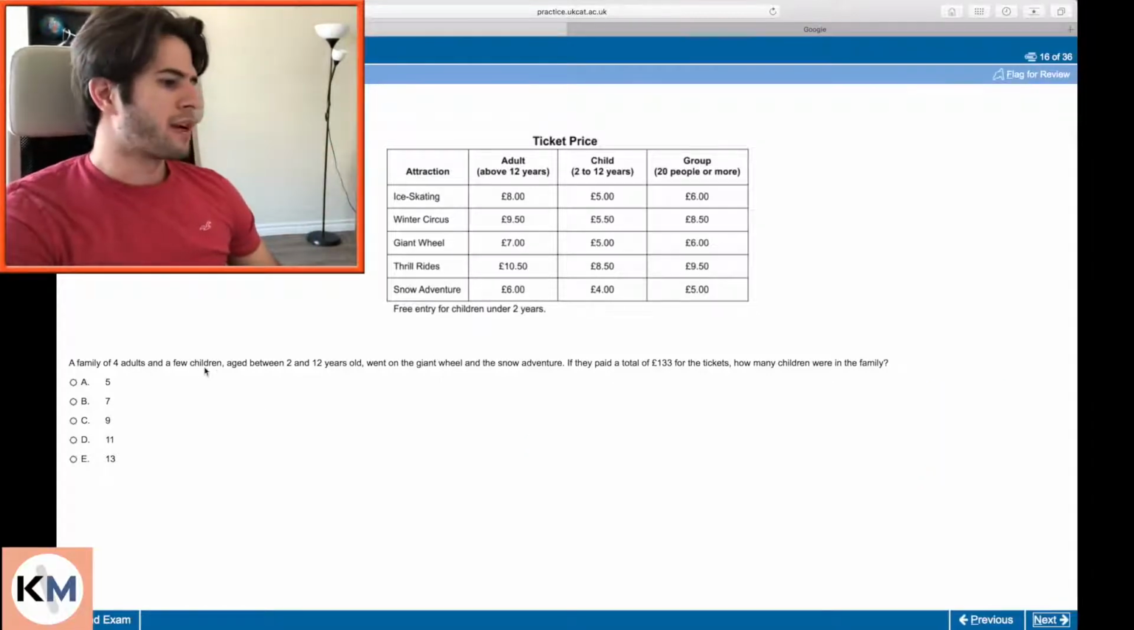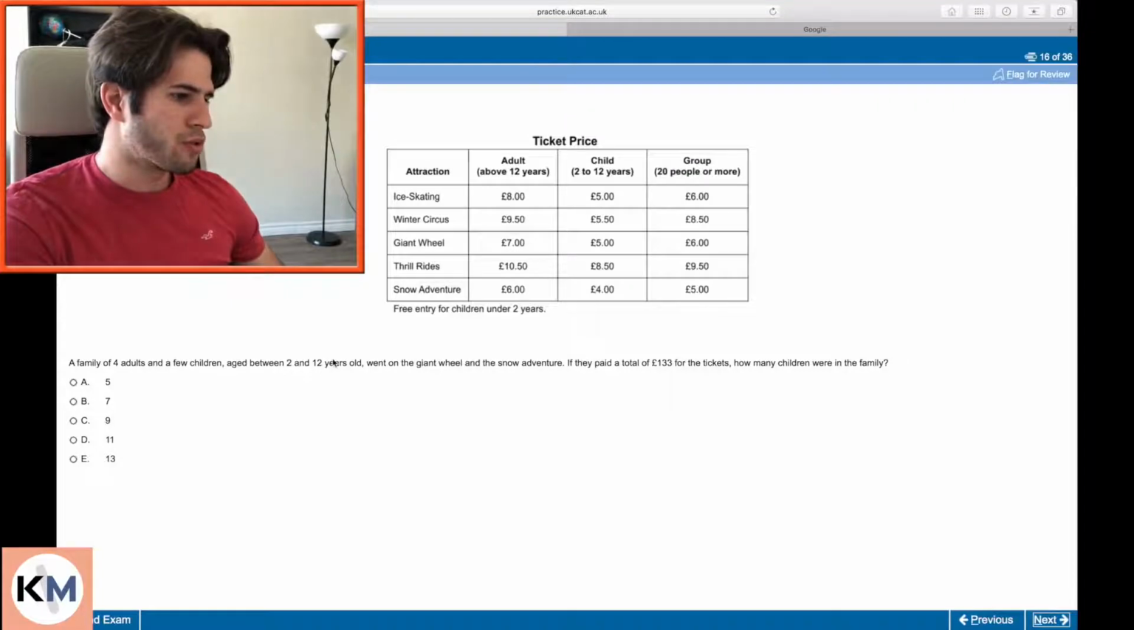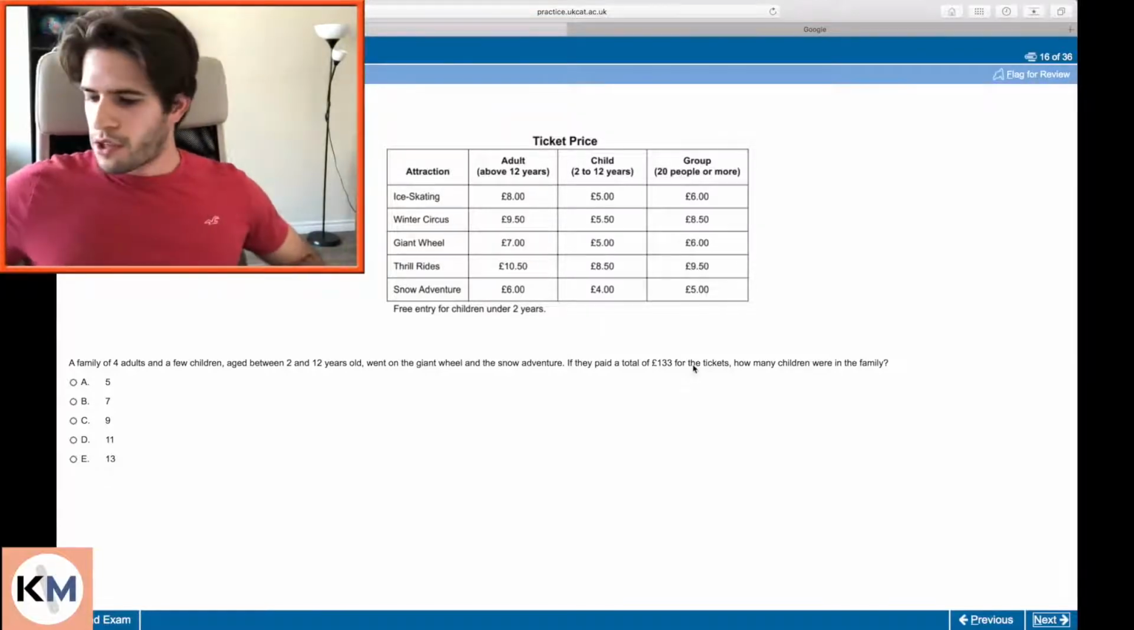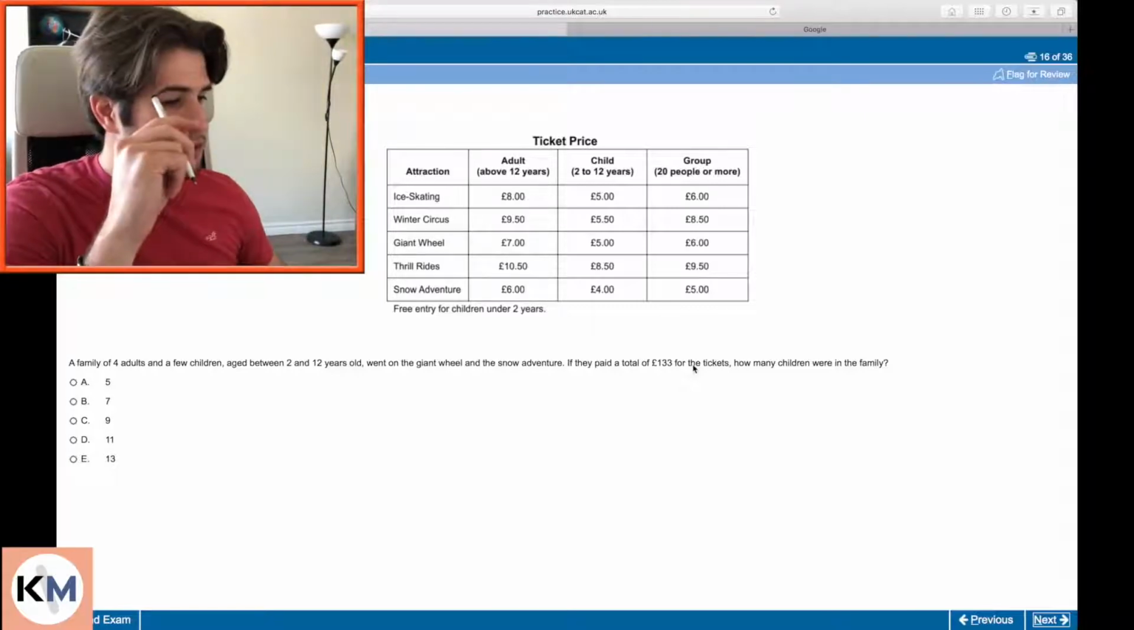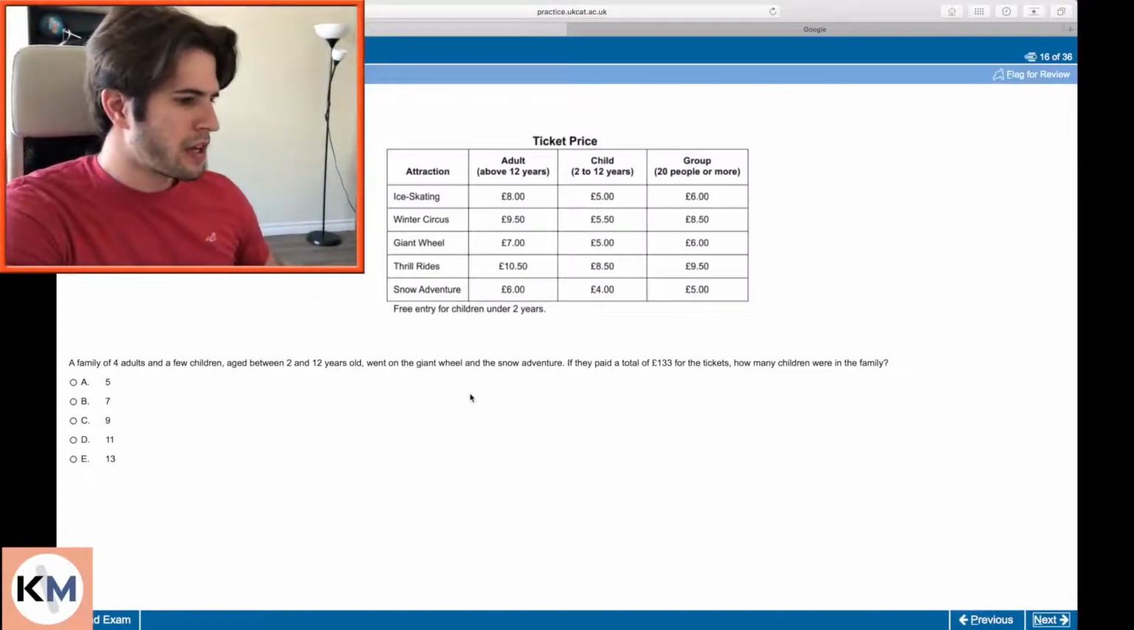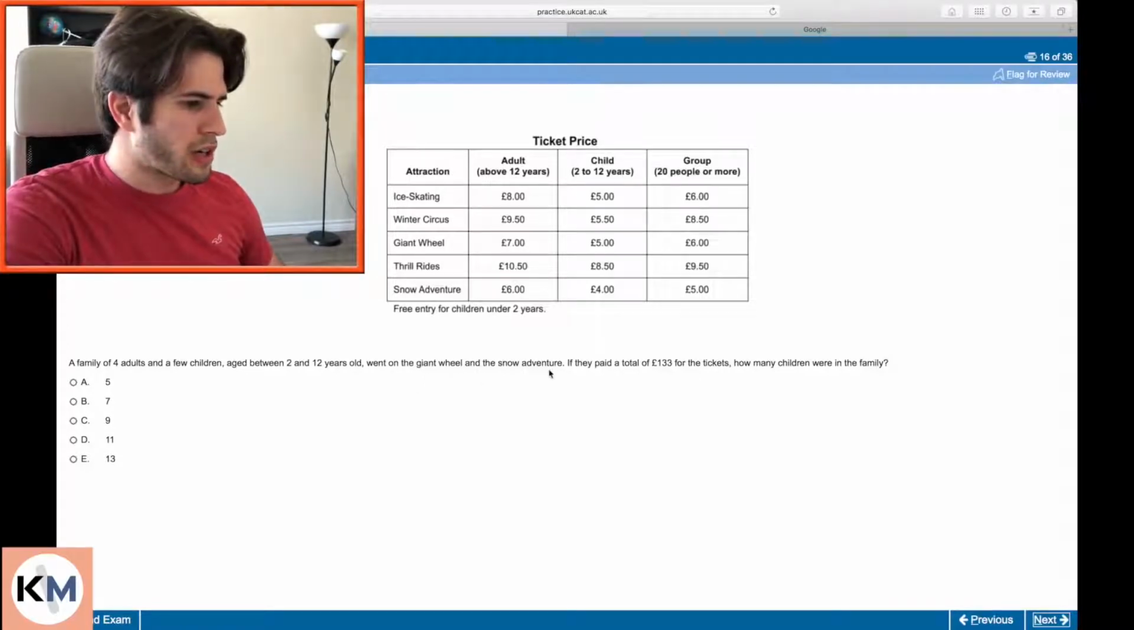Next question. A family of 4 adults and a few children between 2 and 12, so a 2 to 12 child, went on the Giant Wheel and Snow Adventure. They paid $133. How many children were in the family? This is going to be another one of those equations, so I'm going to get more paper. 4 adults and a few children. Let's do the adults first because we actually know what they were. Went on the Giant Wheel and Snow Adventure.